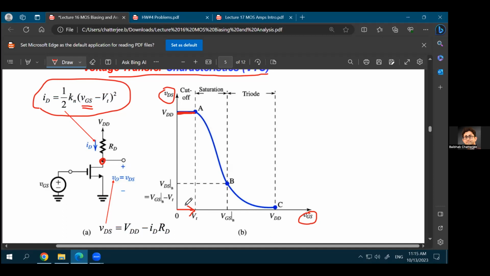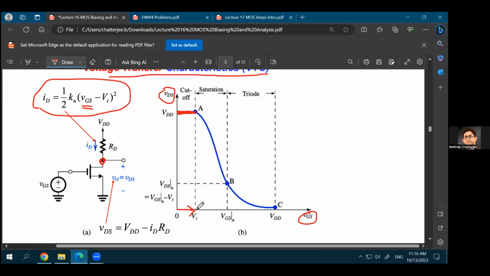Now, as the device turns on, as your VGS becomes more than VT, we will assume that the device will actually turn on in the saturation region or in the active region. And again, why is that? Because your VDS is very high. To start with, your VDS was equal to VDD. You are just crossing your gate to source voltage. You're making your gate to source voltage just higher than your threshold voltage.